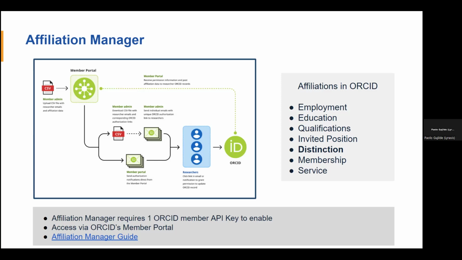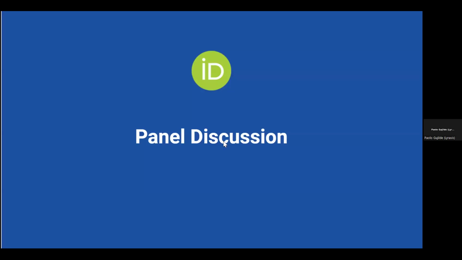Affiliation Manager does require one ORCID member API key to enable it. As an ORCID member, you have access to 5 ORCID API keys, so you can use one of those to activate your Affiliation Manager. And again, this is available through ORCID's member portal. There's also a guide that you can use to take a more detailed look at what Affiliation Manager can do. Next slide. And with that, I'm going to pass it on to John so we can go into our discussion.